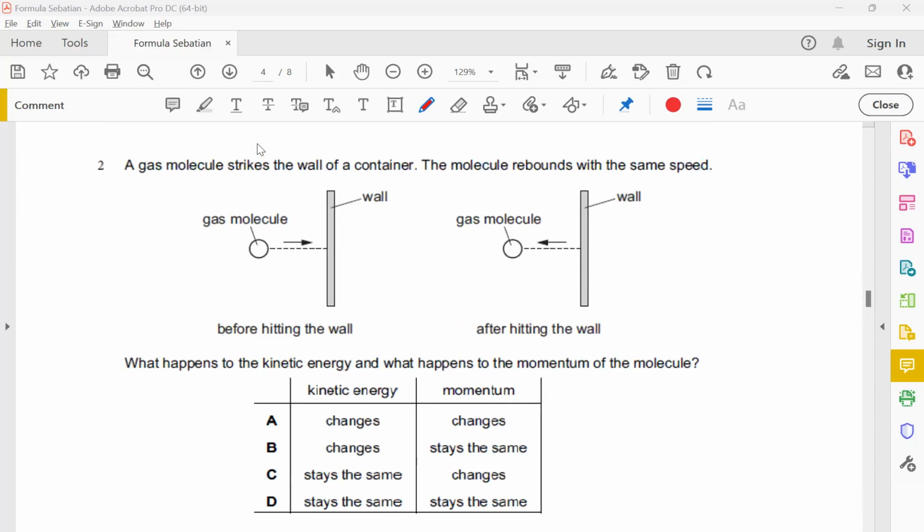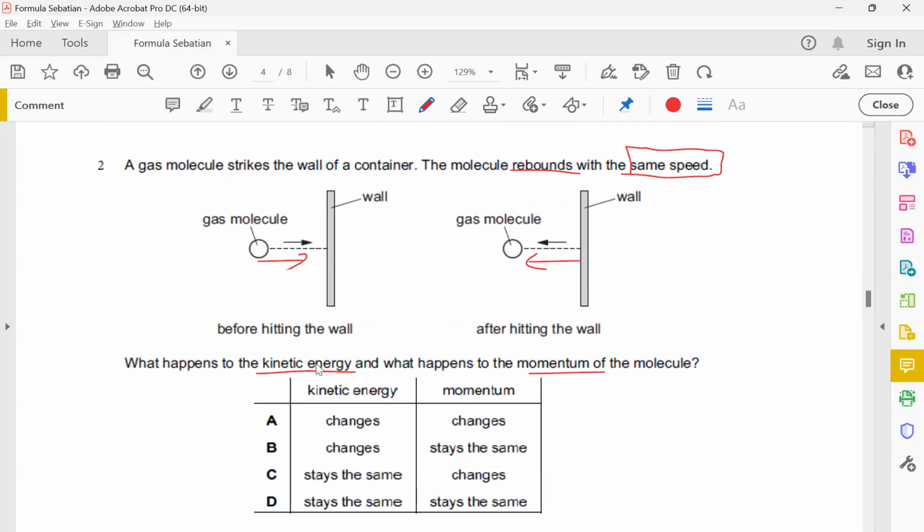Now, if you look at question number 2 here, it says that a gas molecule strikes a wall of a container, the molecule rebounds with the same speed. Okay, this is a keyword. The molecule goes in like this, then rebounds at the same speed. Before anything happens, what happens to the kinetic energy and what happens to the momentum of the molecule?